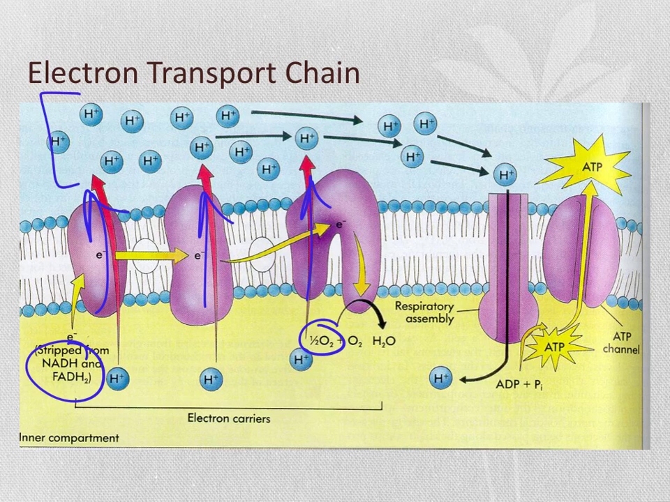Meanwhile, hydrogen is building up on the outside and will naturally diffuse back into the matrix through a molecule called ATP synthase. The action of the hydrogen moving through the ATP synthase brings together an ADP and an inorganic phosphate to form ATP.